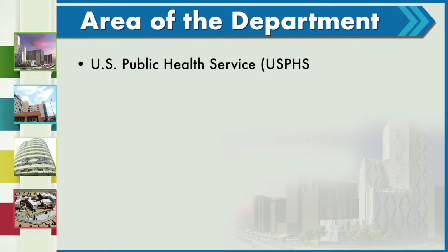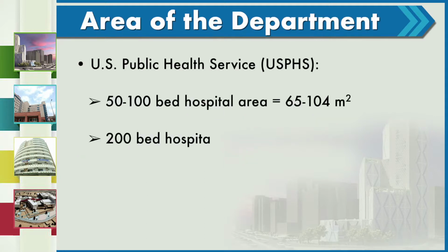So the area for a 50 to 100 bed hospital is 104 meter square, and for a 200 bed hospital it could be 220 to 240 meter square.